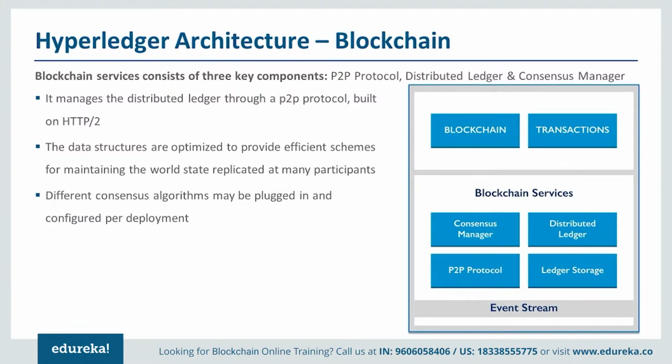Now for point-to-point protocol, it uses something like an HTTP kind of service, where the messages are transferred from one node to another using the HTTP protocol. The data structures are optimized to provide efficient schemes for maintaining the world state replicated at many participants. So as I mentioned, it is basically stored as LevelDB or CouchDB, and different consensus algorithms may be plugged in and configured for deployment based on what you want the network to look like.